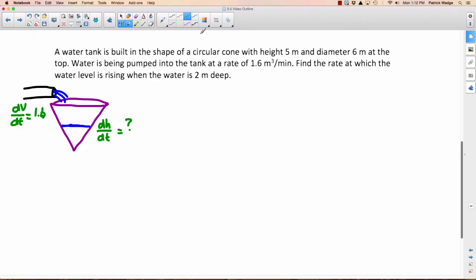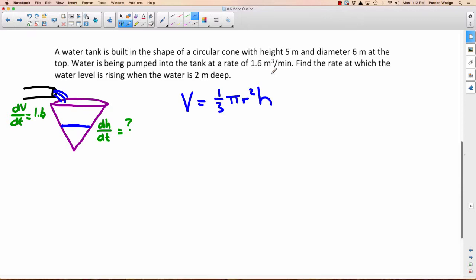Now, you might not remember the formula, but I can give that to you on a test or something. That's fine. So the formula for the volume of a cone is 1/3 pi r squared h. And you might be feeling pretty confident about this. Great, let's just take the derivative.